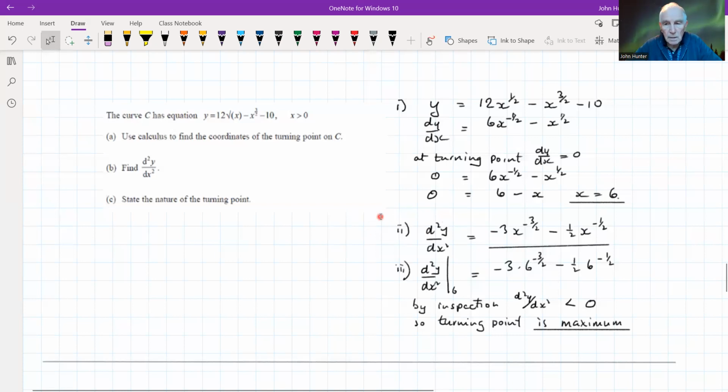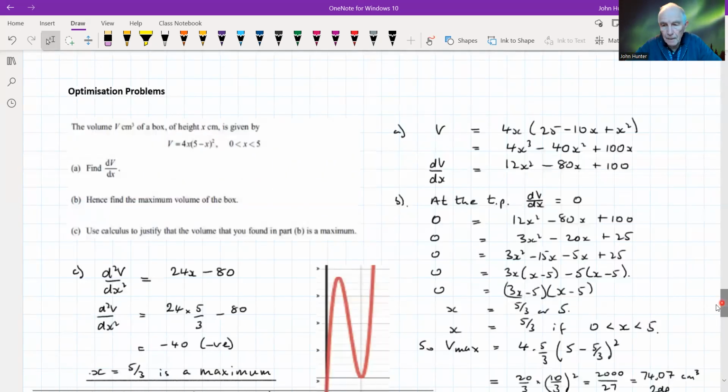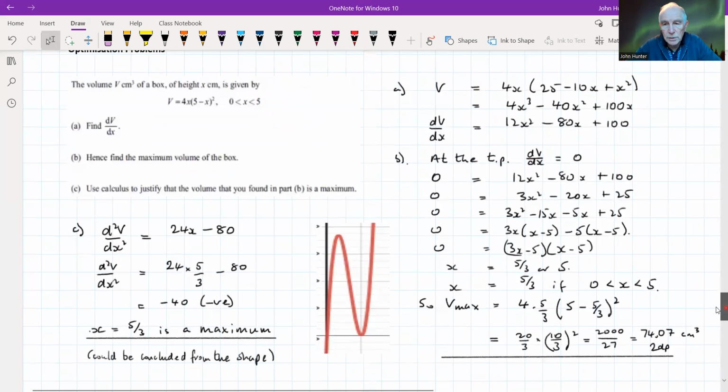Right, okay, so that's interesting. Right, now optimization problems. Now these grade these problems. This one is kind of a nice little illustration. Let's have a look. The volume V of a box, height x centimeters, is given by this. It's cubic, so the highest power on this would be x cubed.